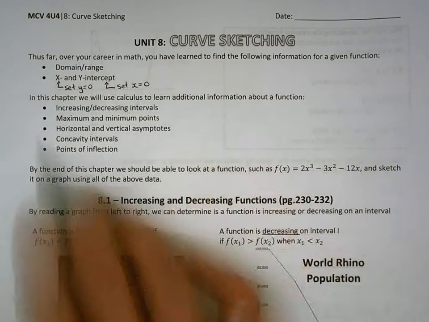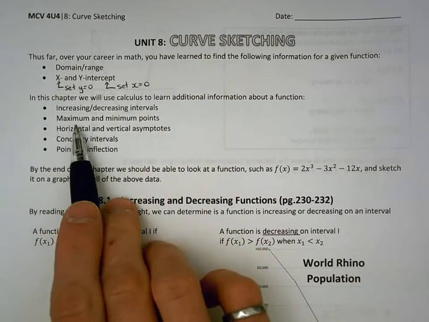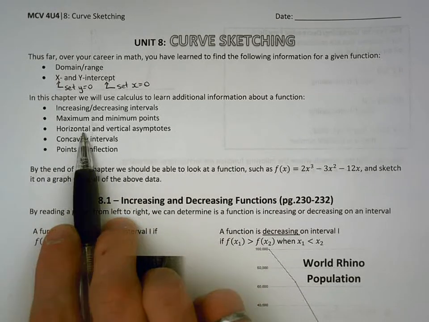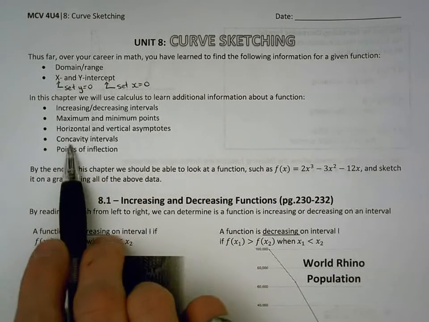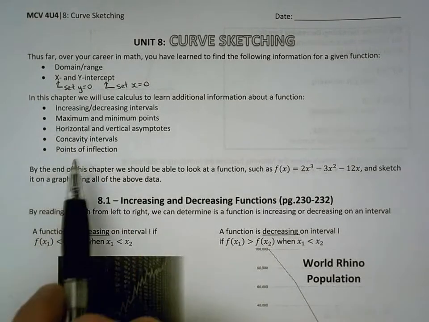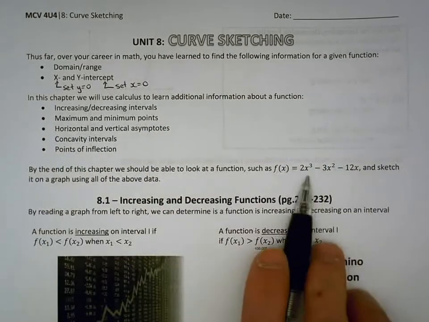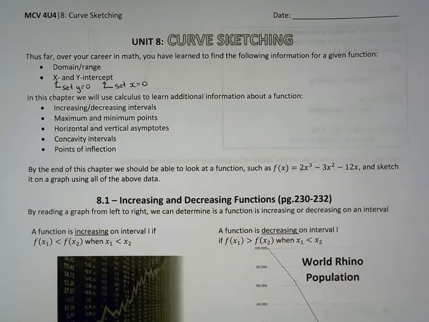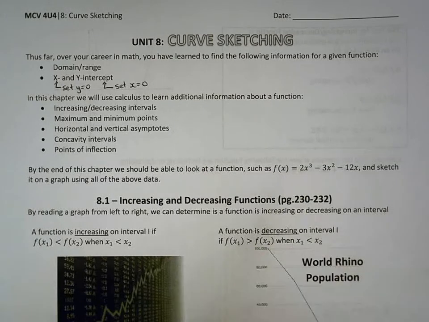Now, in this chapter, we're going to teach you a bunch of extra things. How to find out when a function's increasing or decreasing, how to find the max-min points, the asymptotes, which we have talked about a little bit already, concavity, which we haven't learned, and points of inflection. With all this information, by the end of the chapter, in about 5 lessons, I'll be able to give you a curve like this, and you'll be able to sketch it all for me. Takes about 30 minutes, but you'll be able to sketch it perfectly. So that's where we're going.